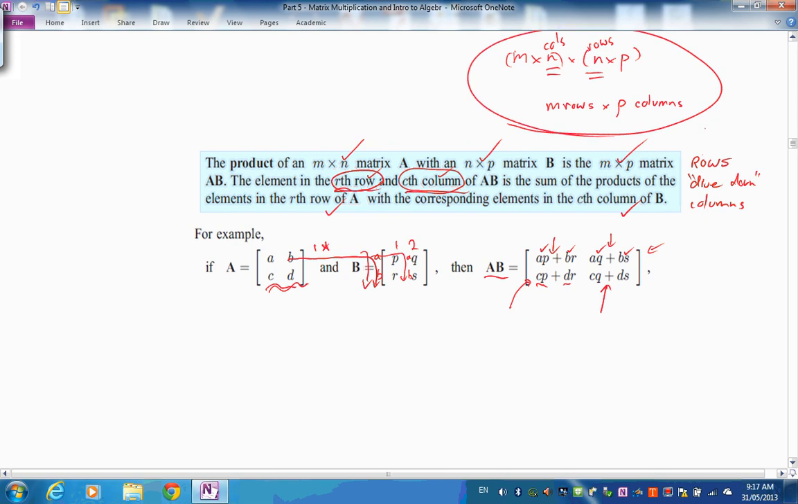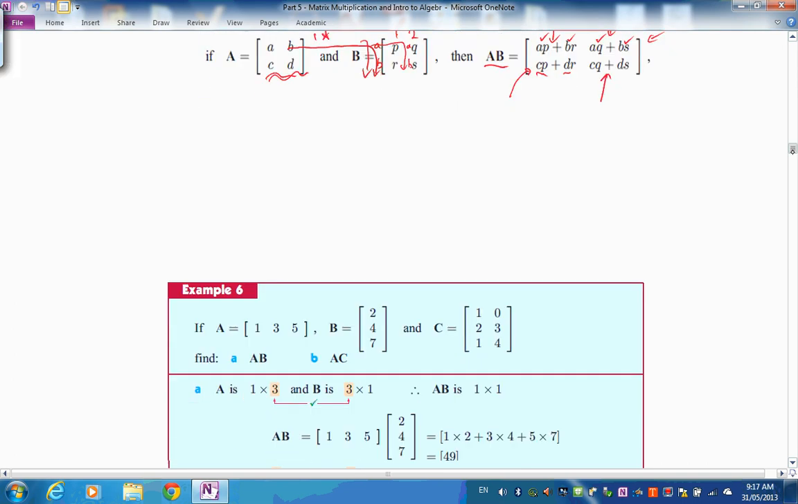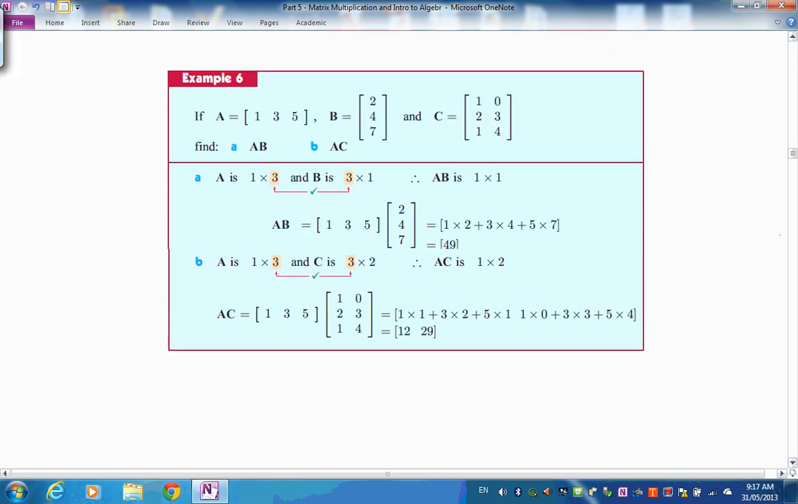You must match up those middle parts of our size statements, this is the size or order of the matrices. The number of columns of the first one must match up with the number of rows of the second one, because the row is going to dive down the column and match up in that way. Okay, come on down now and let's have a look at some examples.